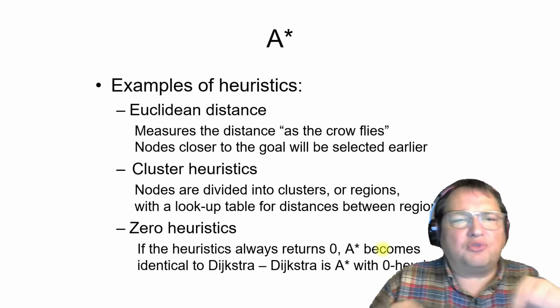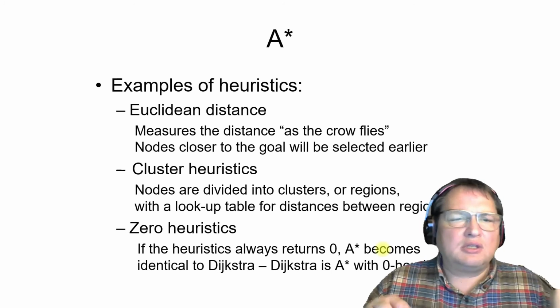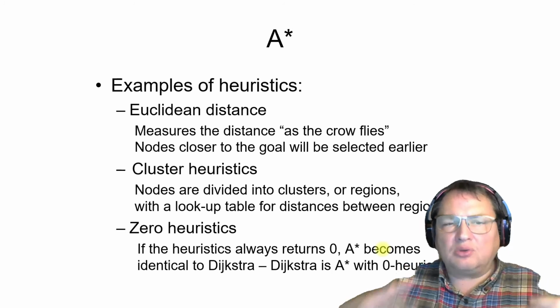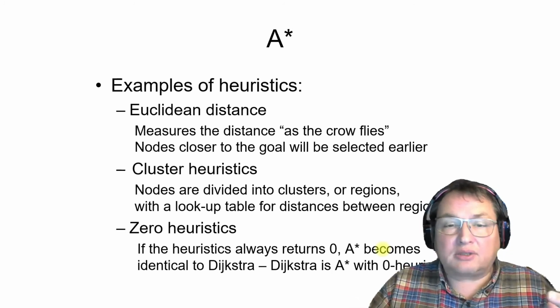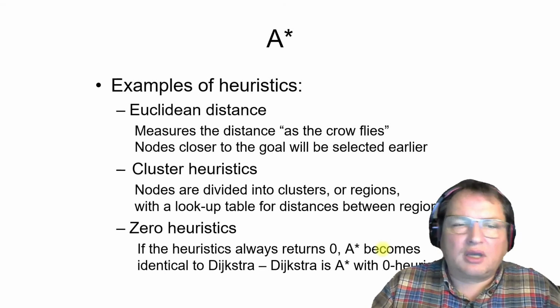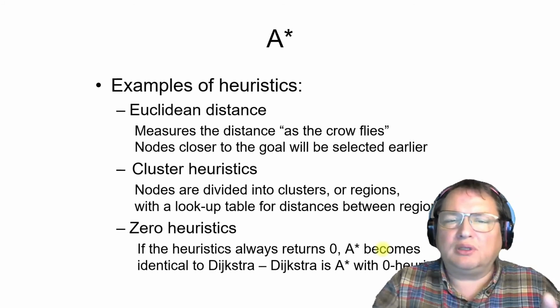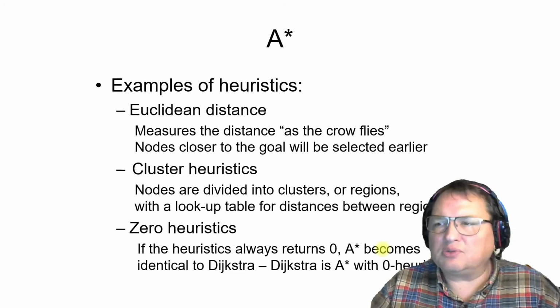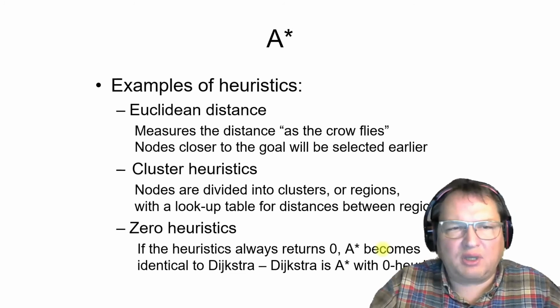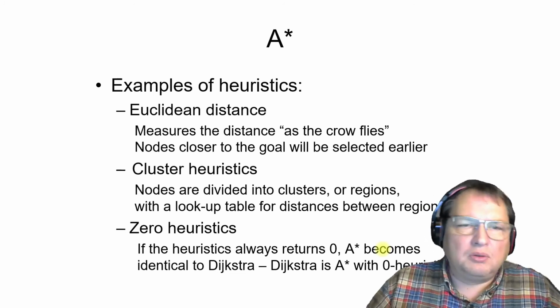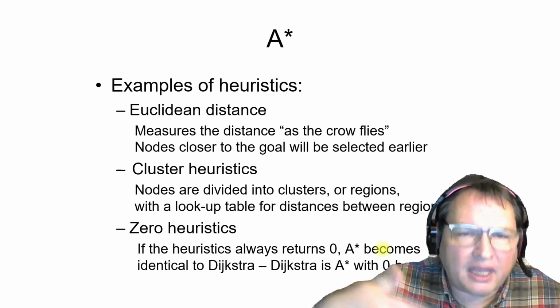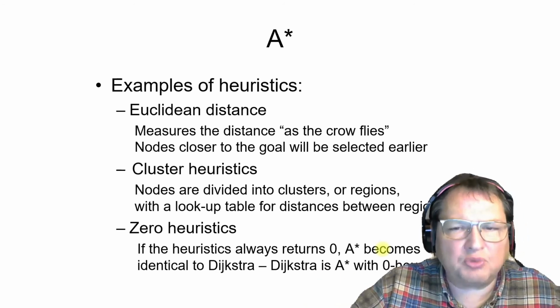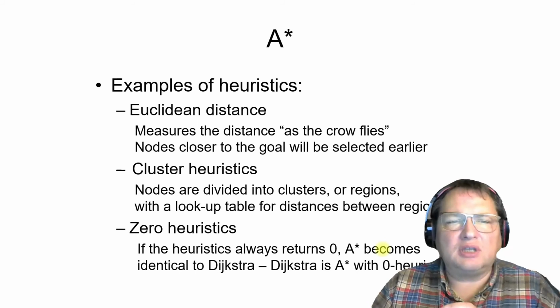Another example of more sophisticated heuristics are so-called cluster heuristics. Nodes can be divided into clusters or regions, with a kind of lookup table to quickly find the distance between those regions. And in this way, nodes likely to be closer to the goal are selected.